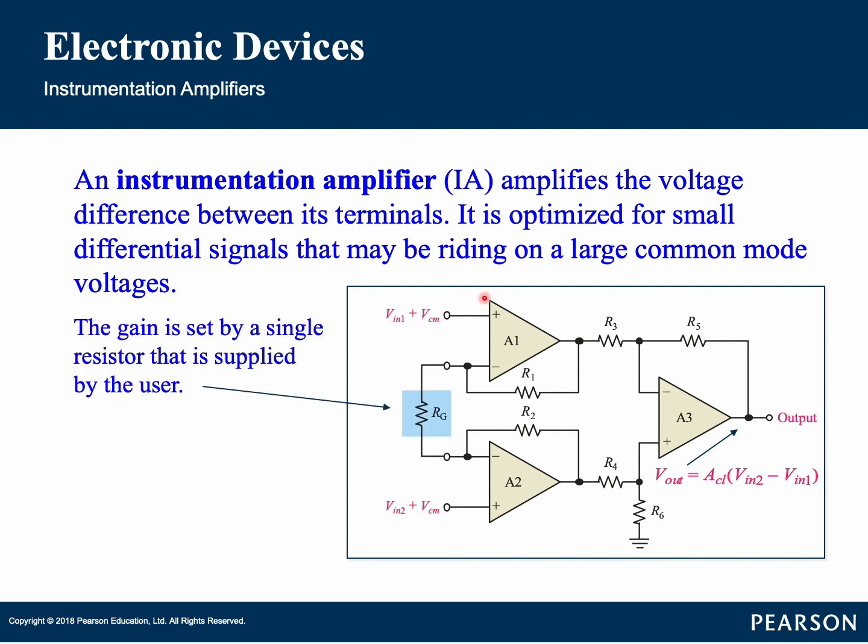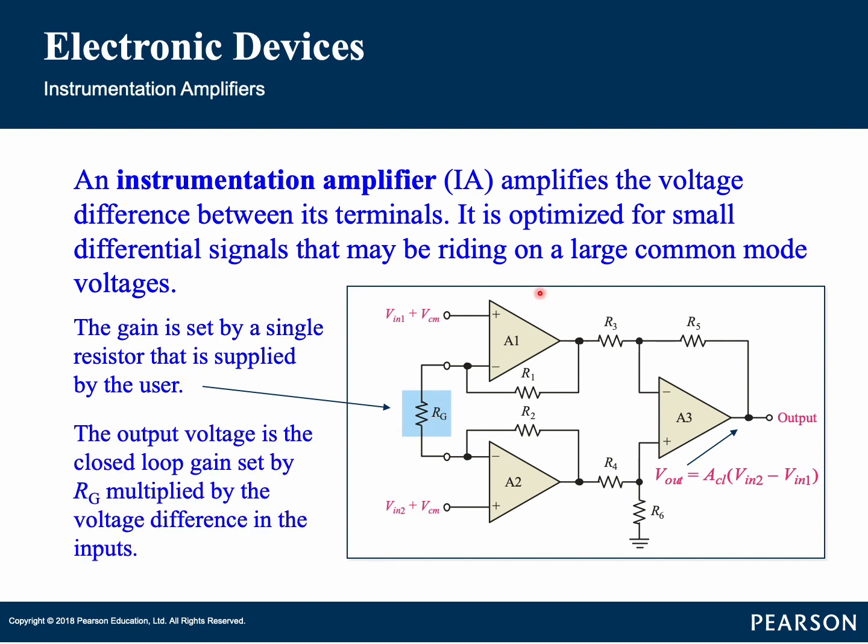A basic instrumentation amplifier is shown in the figure. Op-amps A1 and A2 are non-inverting configurations that provide high input impedance and voltage gain, while op-amp A3 is used as a unity gain differential amplifier with high precision resistors that are all equal in value, where R3 is equal to R4, R5, and R6. The gain is set by a single resistor that is supplied by the user, labeled as RG.